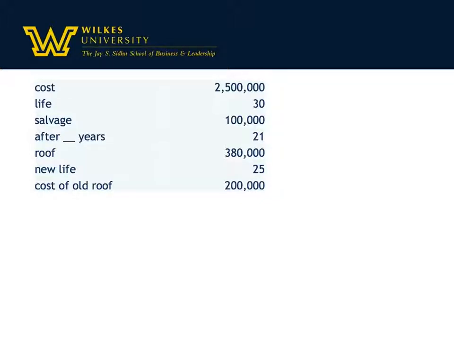One of the things that we talk about is when you've got property, plant, and equipment that has several components that might have different lives, and this is one of those cases. So there's a few things to keep in mind. One is that the original life was 30 years, and we're 21 years into it. So there's really only 9 years left in the building's original life, according to this original estimate.